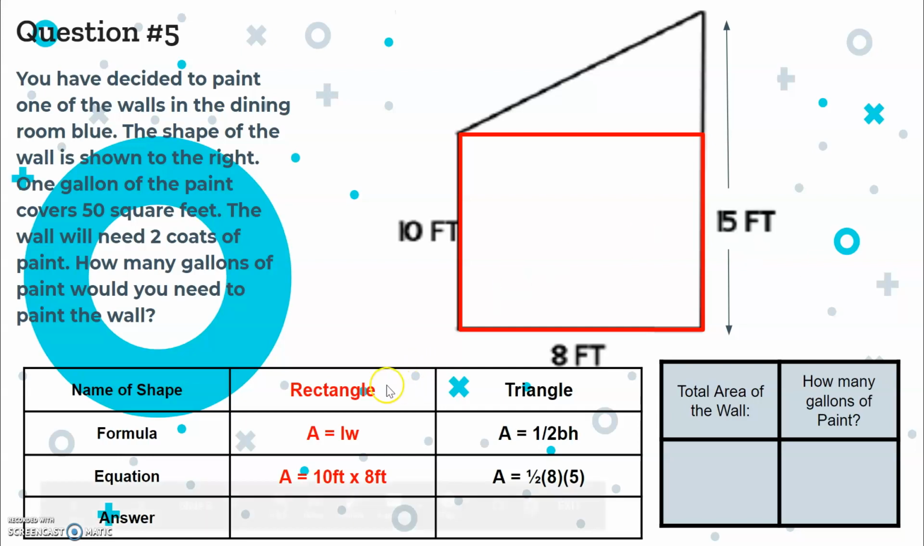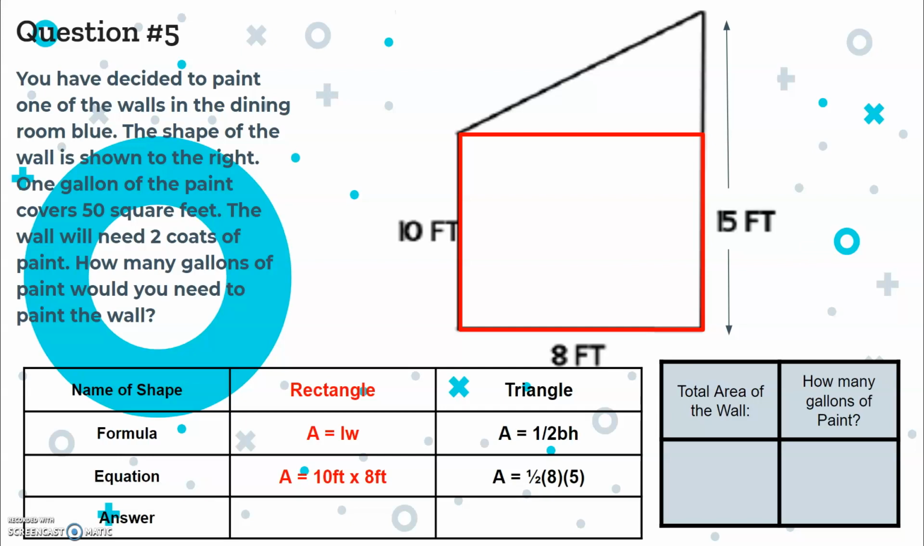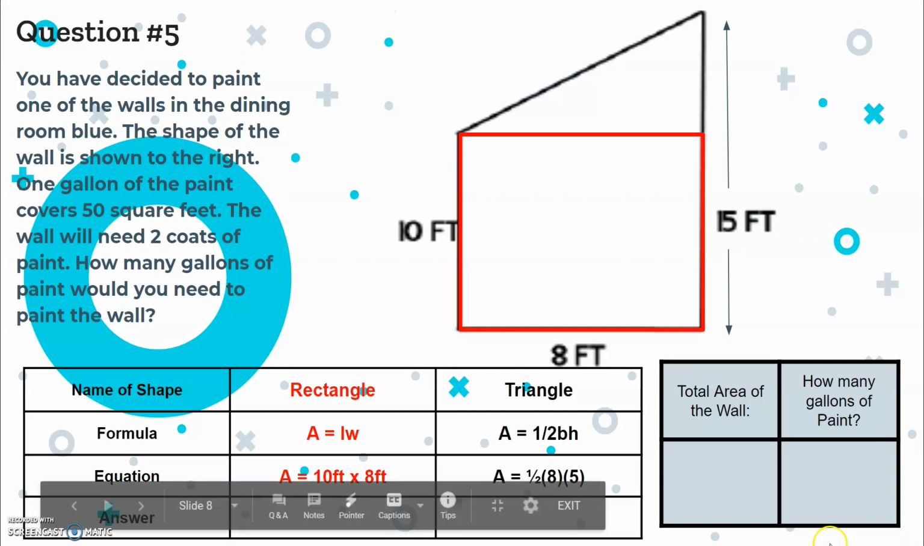So what you're doing here is, with your rectangle, you're finding your area, and you're going to put it in the box below. Your triangle, you're going to multiply and put it in the box below. Add those together to get the total area of your wall. Then you're going to find out how many gallons of paint you need by rereading the word problem, and you're going to put that in that last square right here. You're going to do that before moving on to the final question.